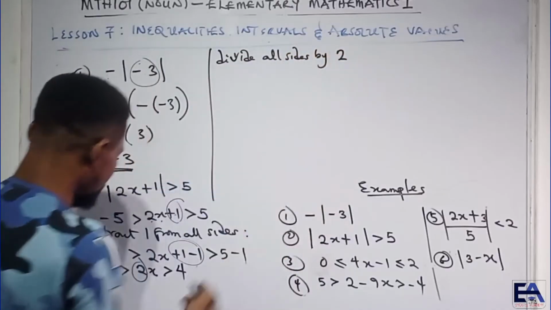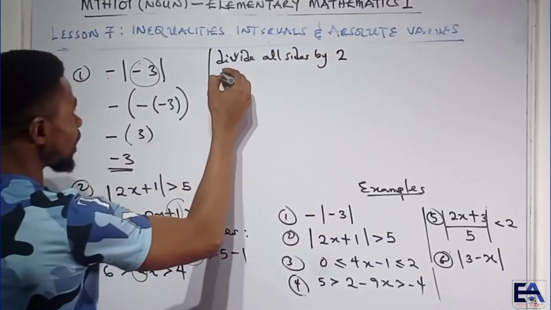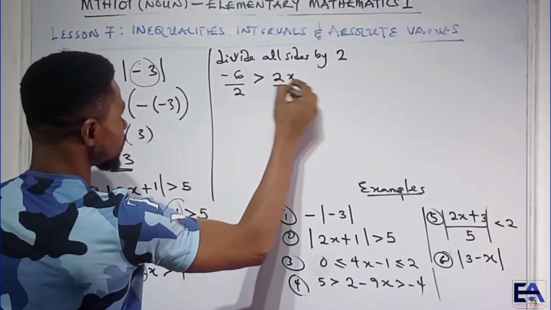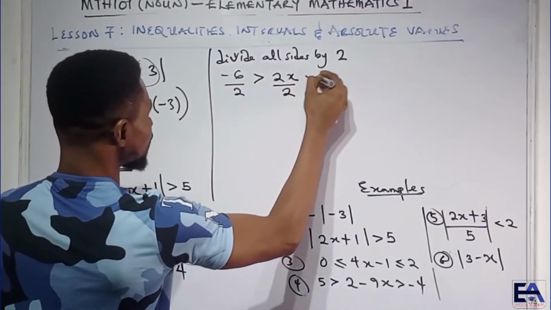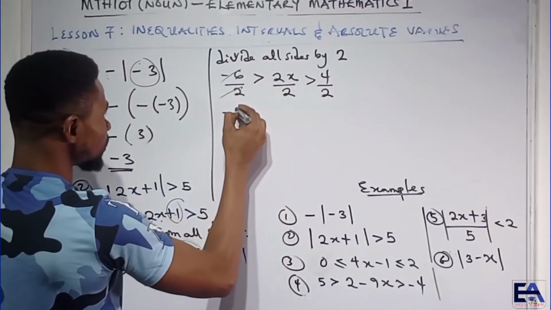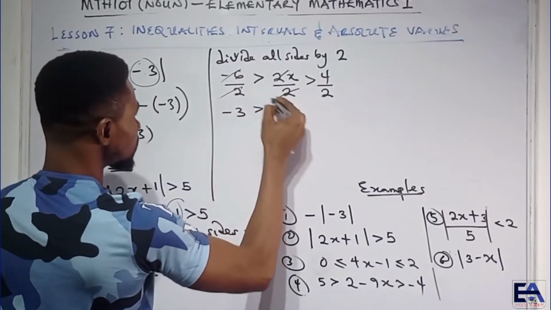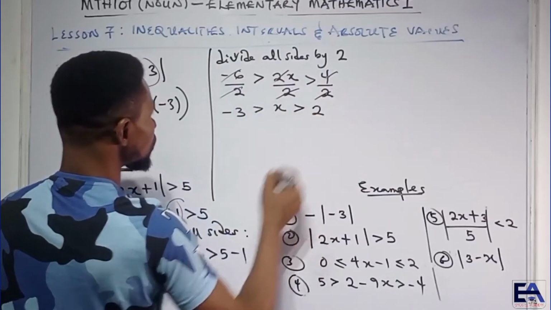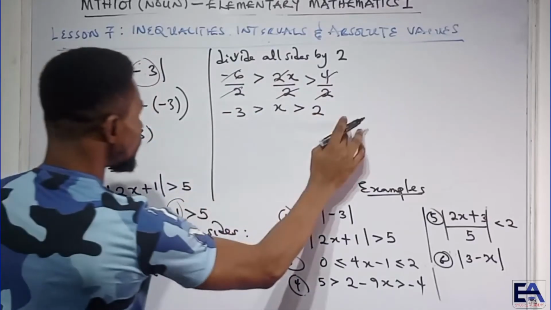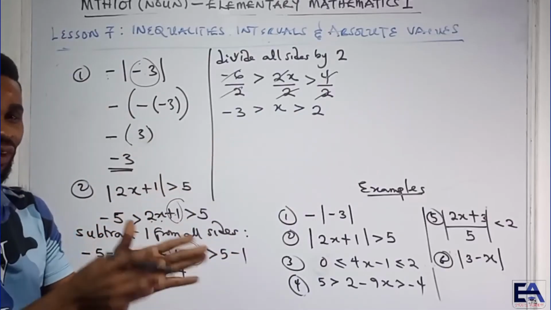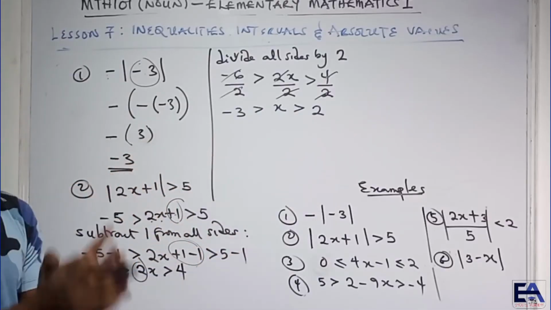by 2, just because we want to get rid of this. So we have minus 6 divided by 2, greater than 2x divided by 2, then greater than 4 divided by 2. So this gets rid of this, we have minus 3 greater than x, then this greater than 2. Okay, so at the end of the day, we have minus 3 greater than x greater than 2. So we are able to arrive at an appropriate inequality.